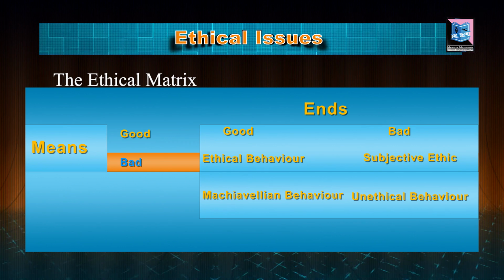Now, what you see before you is an ethical matrix. There is a certain kind of ethics that is involved when a person adopts good means for good ends, and when a person adopts good means for bad ends.